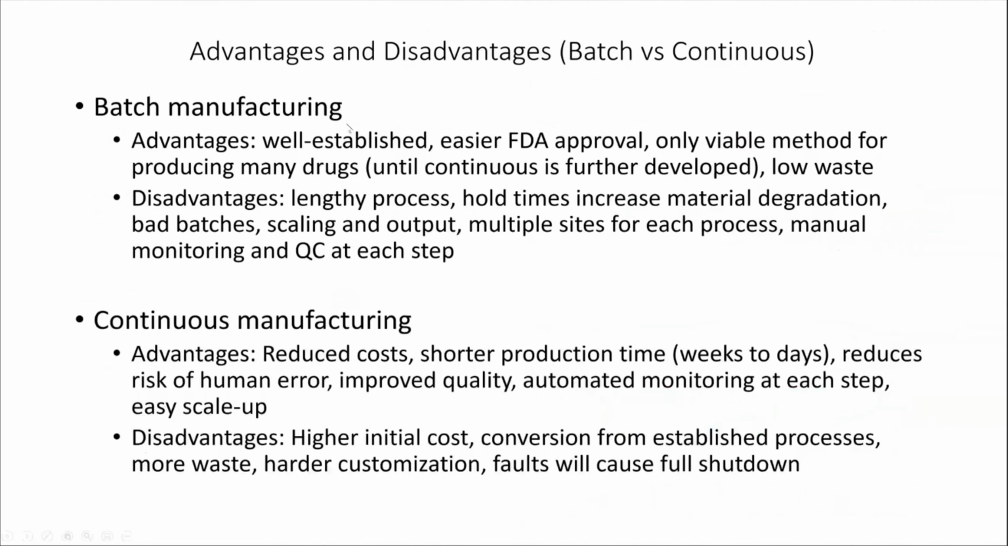So, advantages and disadvantages. We went over this a little bit verbally, but let's take a look. Batch manufacturing is well established. There are batch manufacturing techniques that are virtually unchanged since the 70s or 80s. Why? Because they work, and because they produce the revenue that the company likes. So also, they're easier to approve.